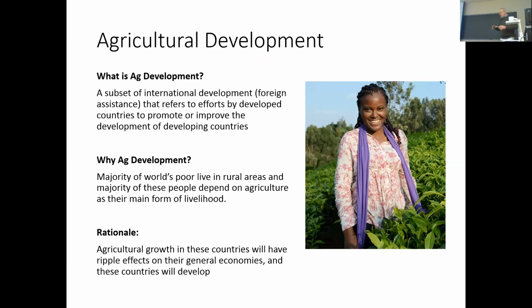Thus, the thinking is if we can provide some assistance to these countries, get their agriculture moving forward and be more productive, then this will have ripple effects upon their economies and they will develop. That's the whole rationale and the thinking for this.